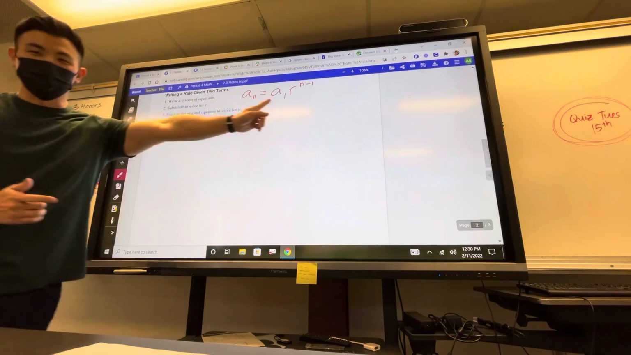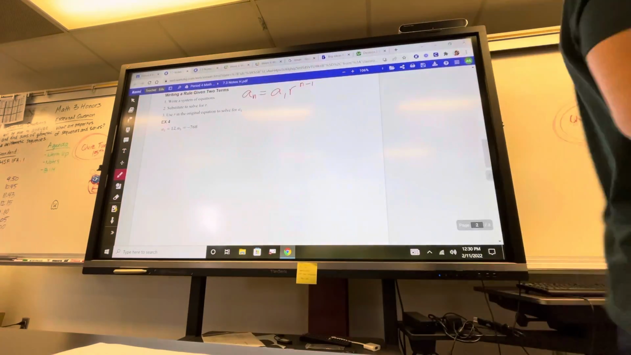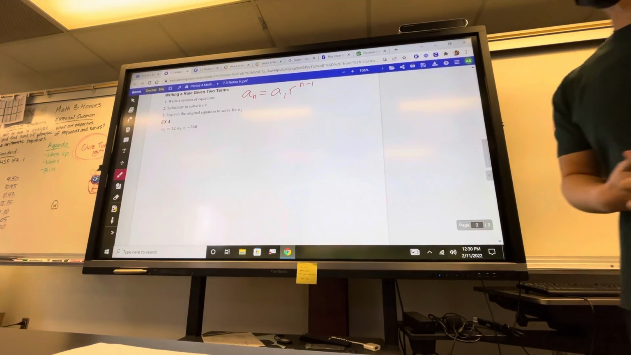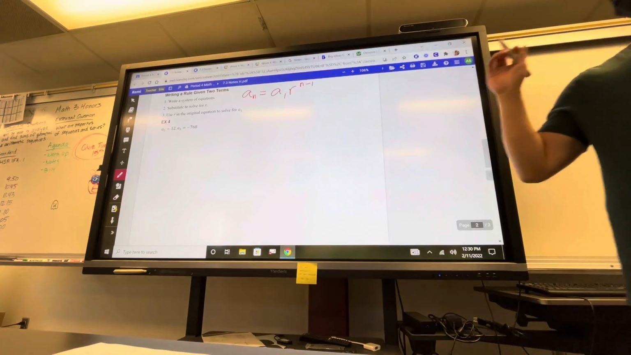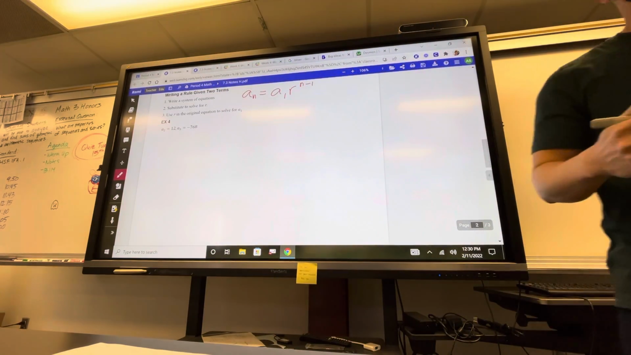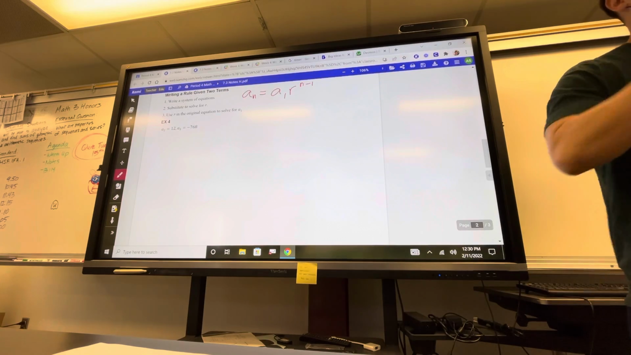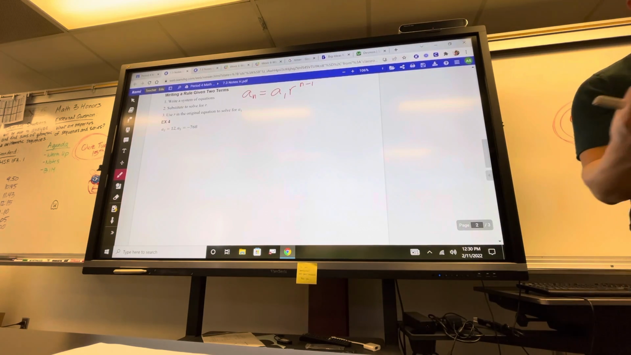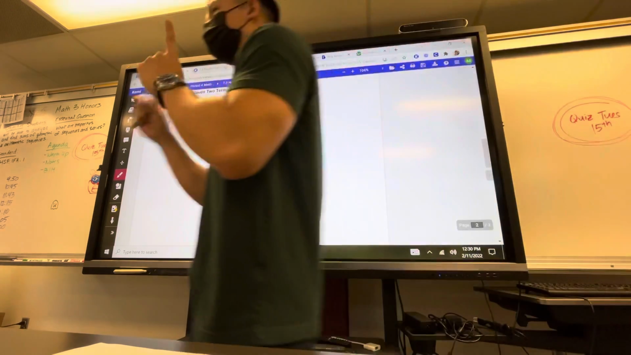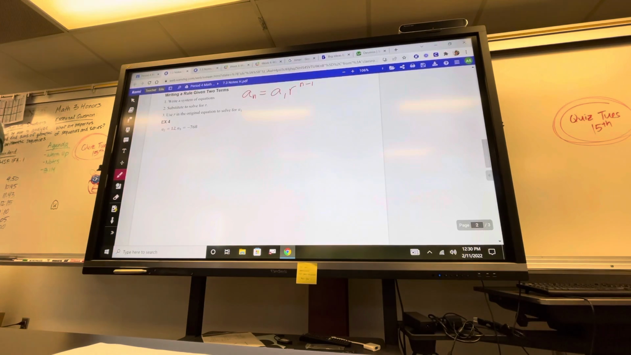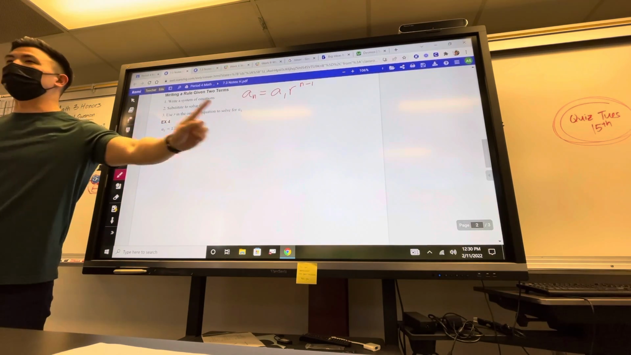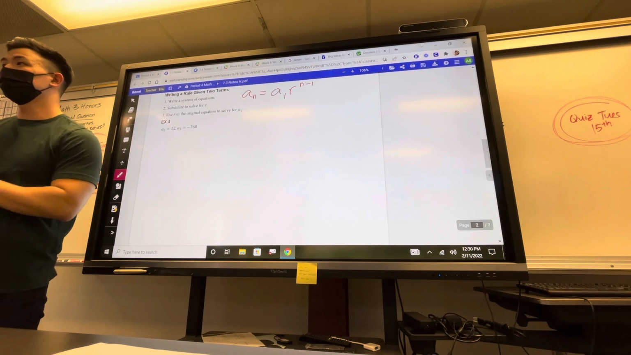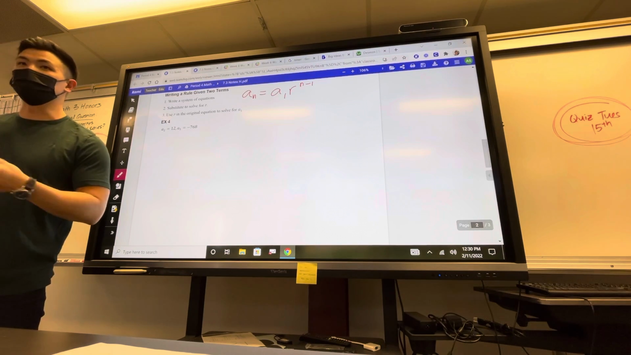So again, geometric sequences, we use a sub n is equal to a sub 1 times r raised to the n minus 1 power. And yesterday we were given the first term, the a1 value, and we were given our ratio. We plugged them in and we were good to go. Also, we looked at if we had a random term and the ratio, then we can solve for our a1 and then plug those in, right?